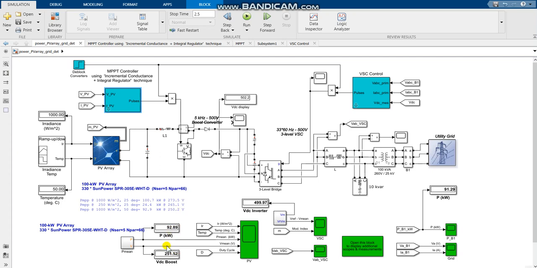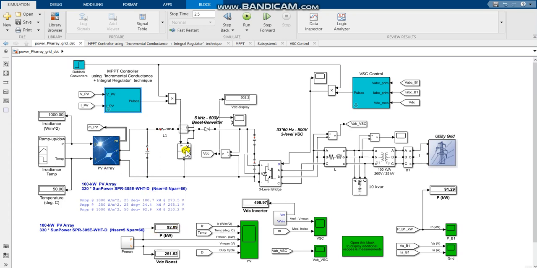Currently, it's displaying the results at the end of the experiment at 1,050 degrees, and we can see that the voltage decreased to 251.5, and the power has decreased from 92.89.